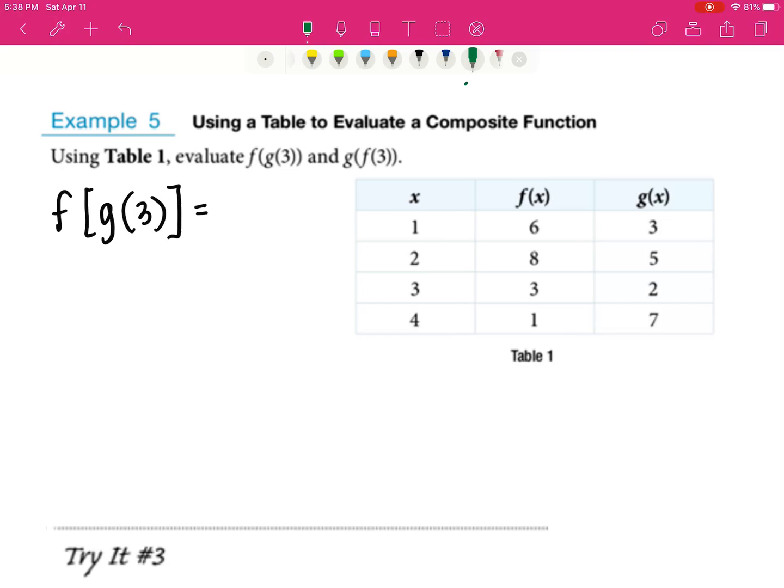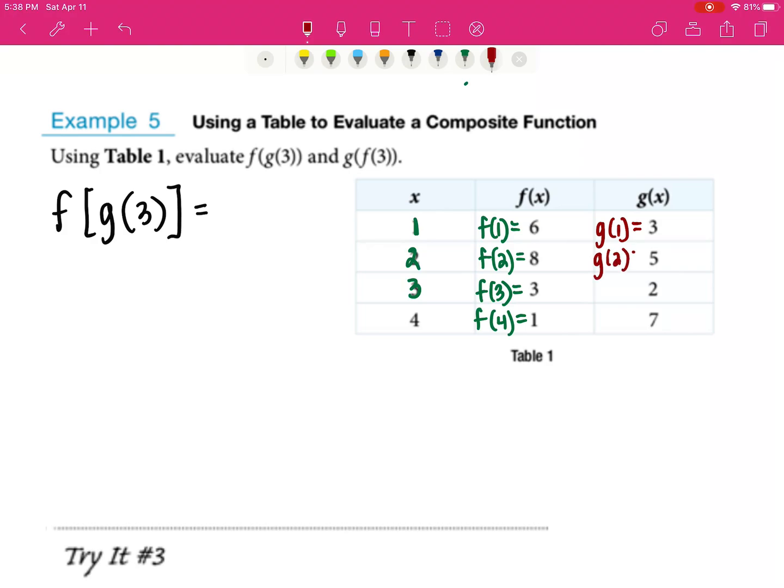So let me go back. When you put a 1 into the f function, f of 1 equals 6. When you put a 2 into the f function, f of 2 equals 8. When you put a 3 into the f function, f of 3 equals 3. And a 4, f of 4 equals 1. Likewise, when you put a 1 into the g function, g of 1 equals 3. g of 2 equals 5. g of 3 equals 2. And g of 4 equals 7.